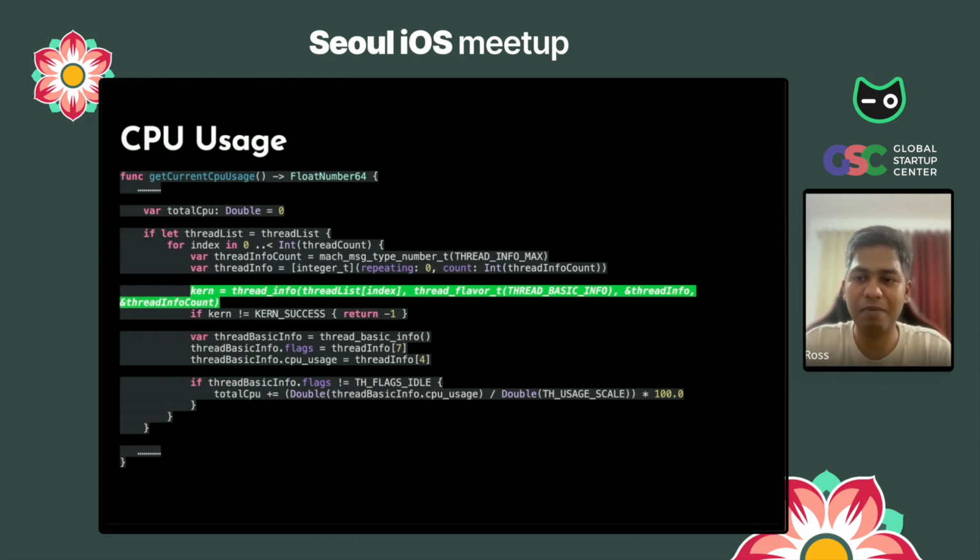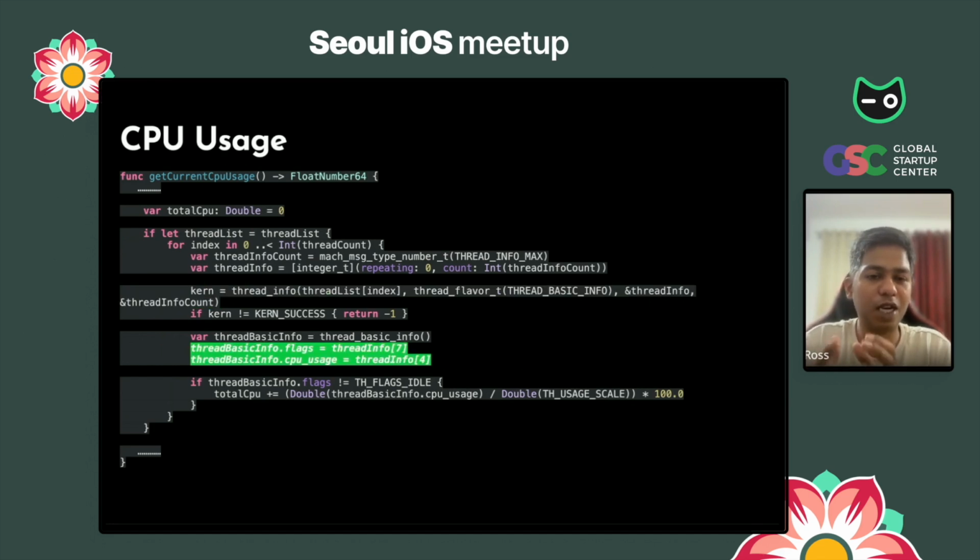Now, what ends up happening is that there's this thread info that you see here. It's not really an object; it is an array. They use arrays locally to make sure that this API is really fast. So what we do is we convert it into another basic C structure called the thread basic info. And the indices for this thread info array are always predefined. So the index 7 will always contain the flags, and the index 4 will always contain the CPU usage.